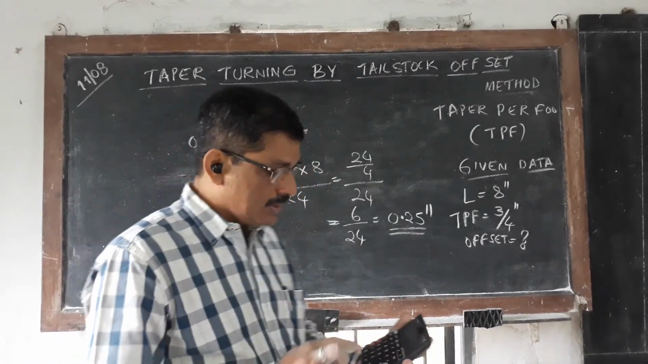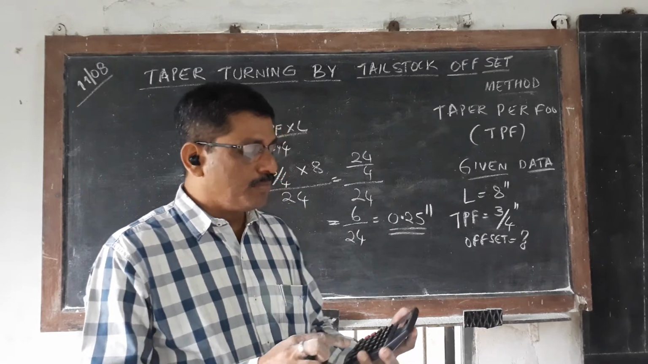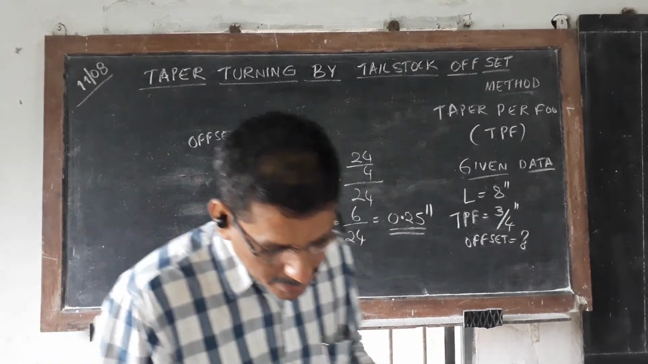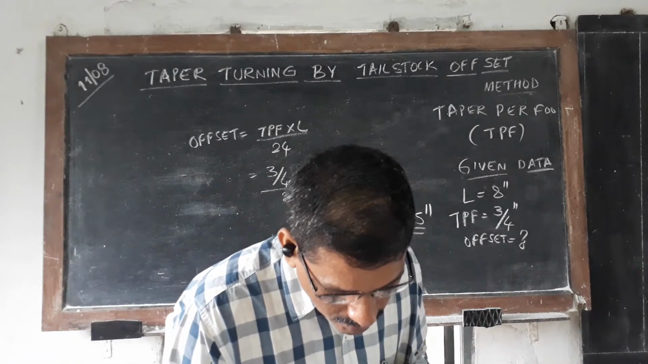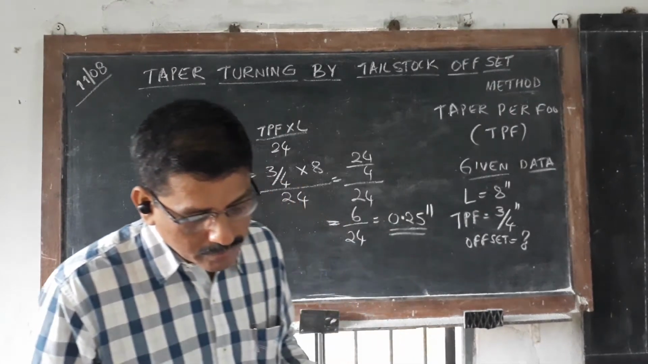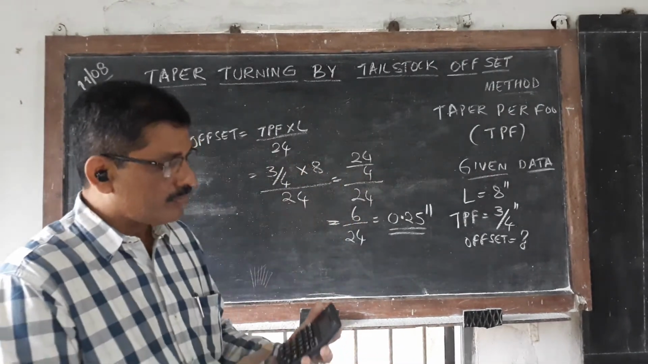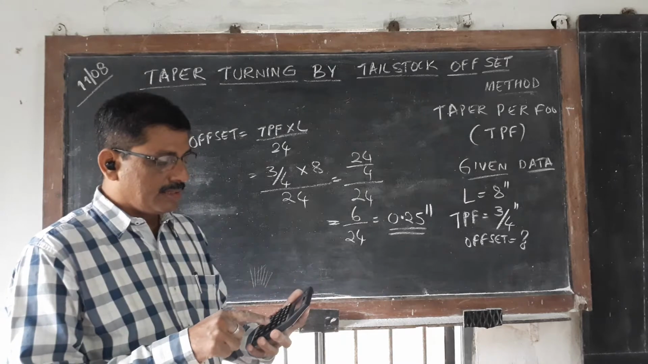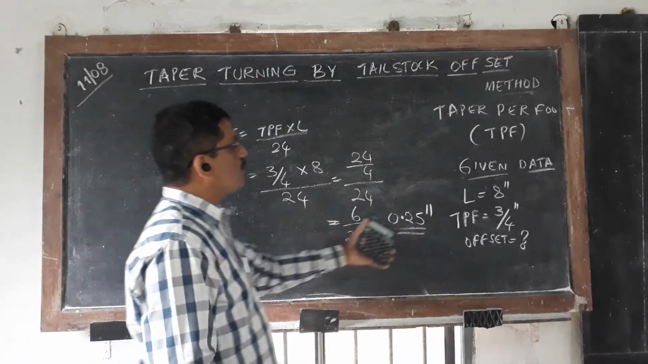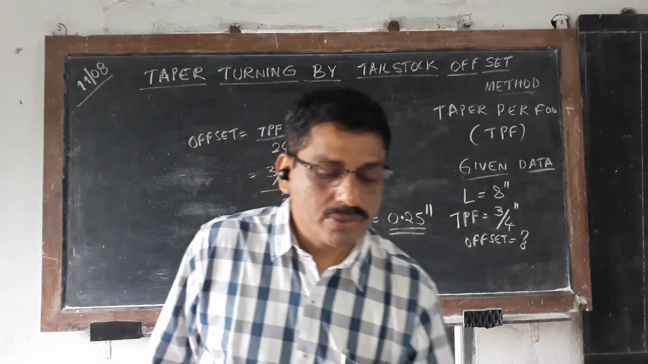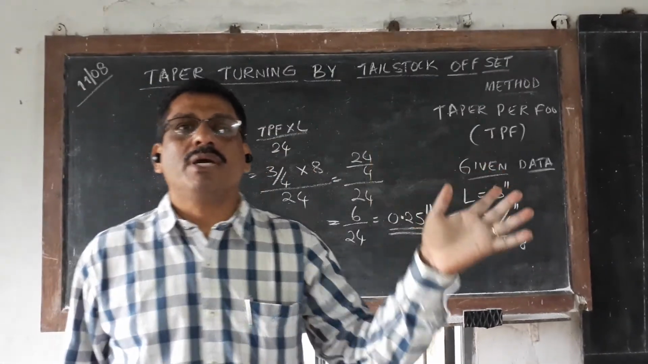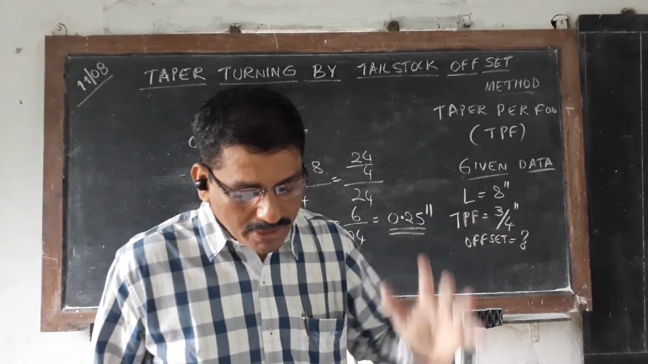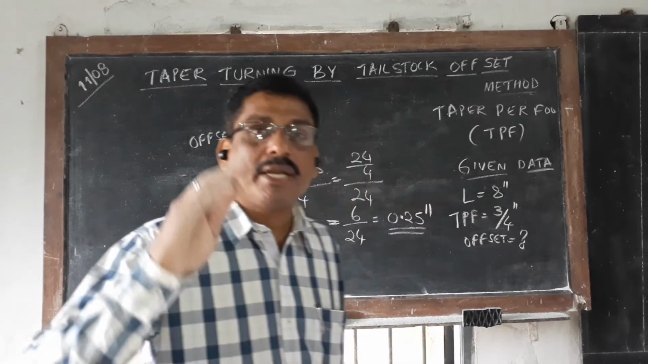So it becomes 6 divided by 24. Okay, 6 divided by 24, so it becomes 0.25 inch. Now, 0.25 inch, but your reading on the machine will be in mm only. So we'll now convert it into mm.